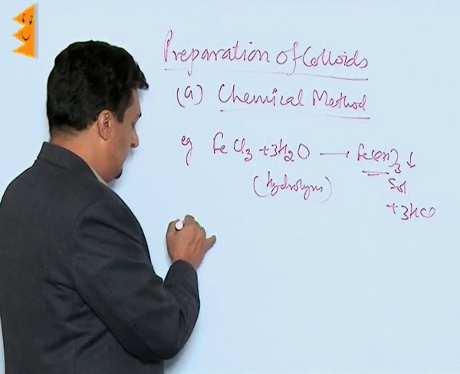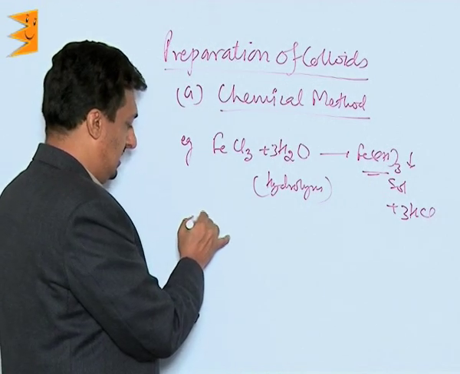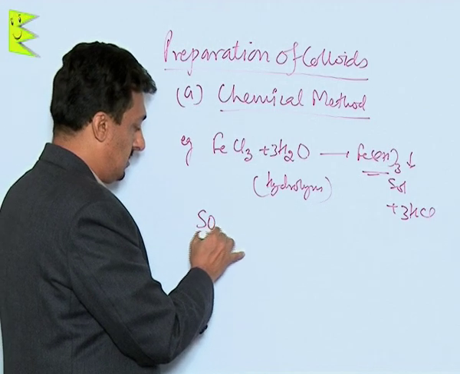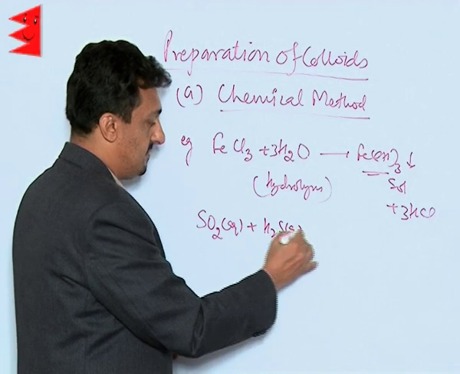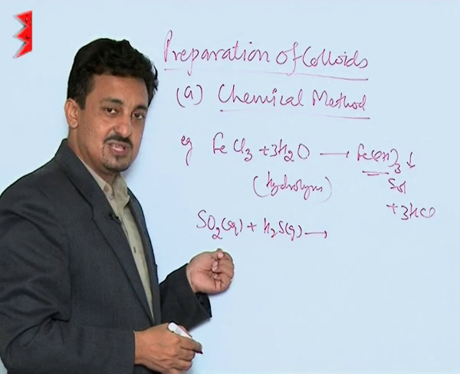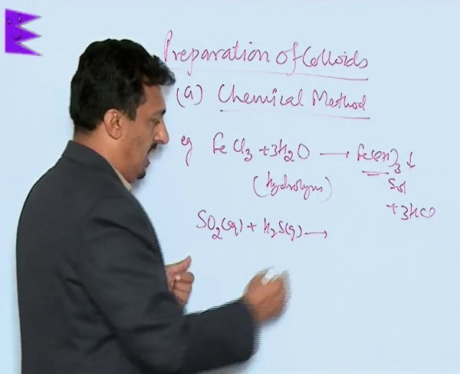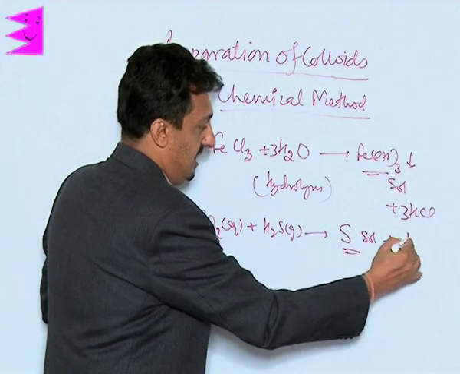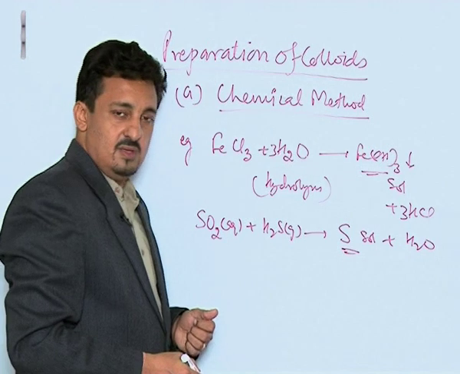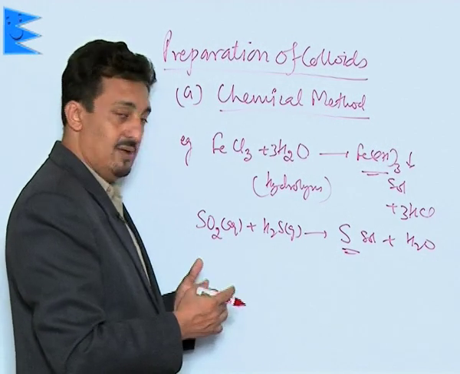Another method is that we can pass H2S gas through the sulfur dioxide aqueous solution. What happens is we get sulfur Sol plus H2O. It's an example of a sort of double displacement reaction.